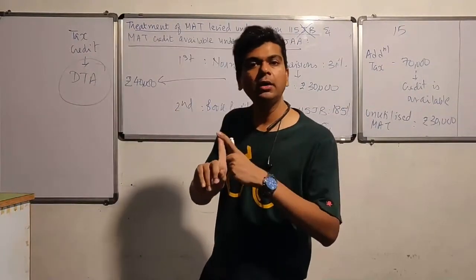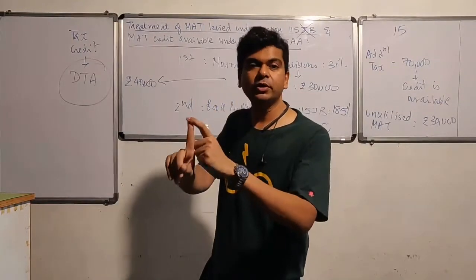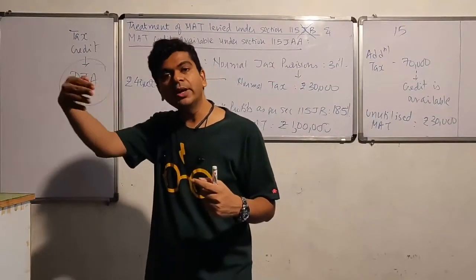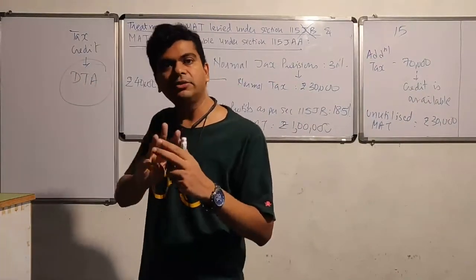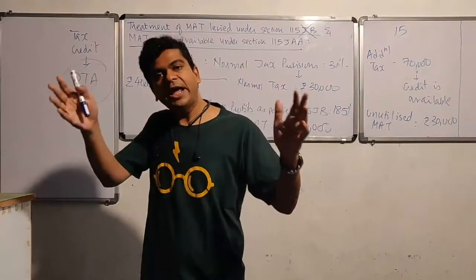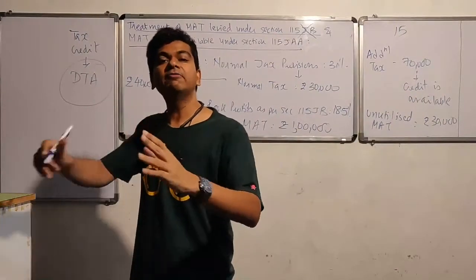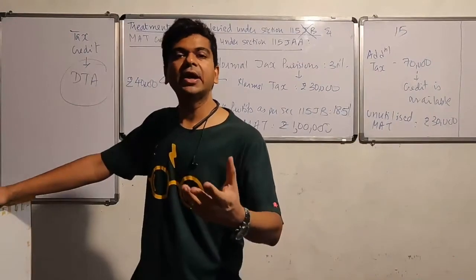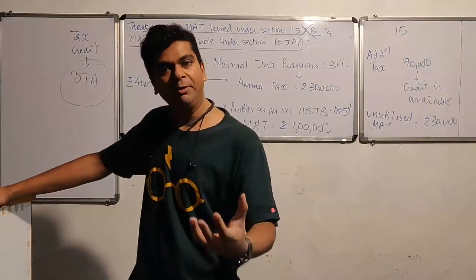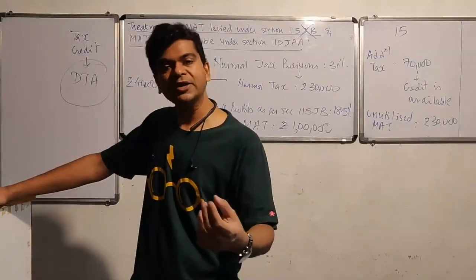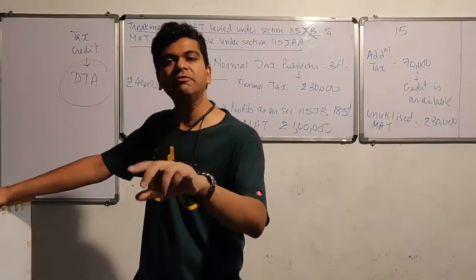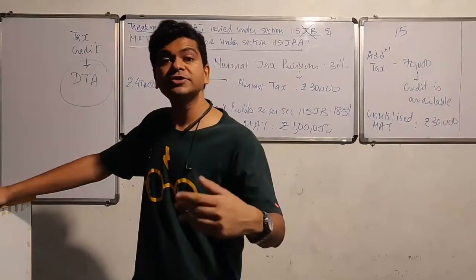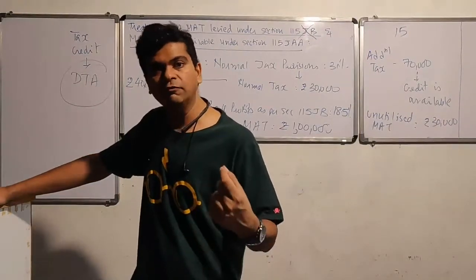Very quickly: one, sufficient taxable temporary differences are available. Two, future taxable income is probable. And three, tax planning opportunities are available by which we can increase our taxable income. So when it comes to the MAT credit available, you can show the MAT credit in your books as per Ind AS 12 as a part of deferred tax asset, provided the three criteria required for its recognition are fulfilled.